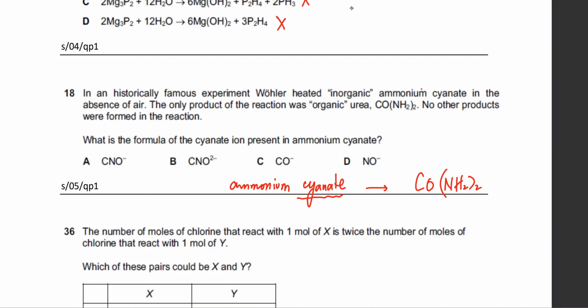Now the thing is that we don't know what cyanate is, right? We know what ammonium is. Ammonium is NH4 and it has a charge of +1. So cyanate, I have no idea what cyanate is. I'm going to call it X. And it's decomposing to form CO NH2 twice.